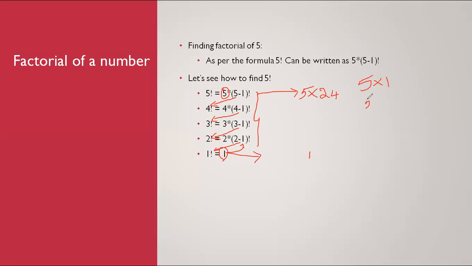And then the next step is 5 into 4, which is 20. And then this 20 would be multiplied with 3, which is 60. And this 60 would be multiplied with 2, which is 120. And then 120 multiplied with 1 is 120 itself. So it reaches till 1 and then it should end. It started from 5 and ended at 1.